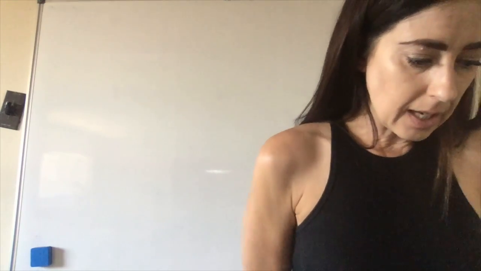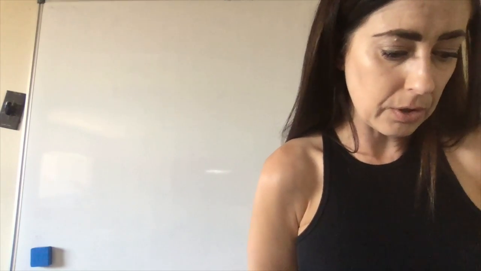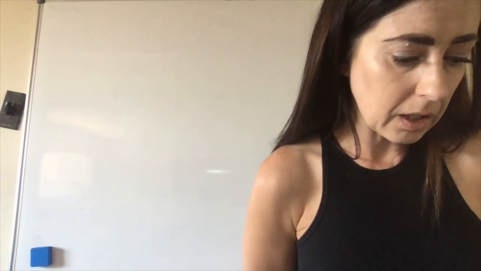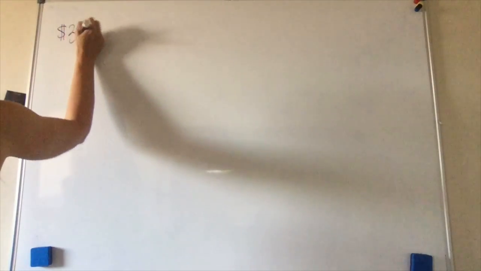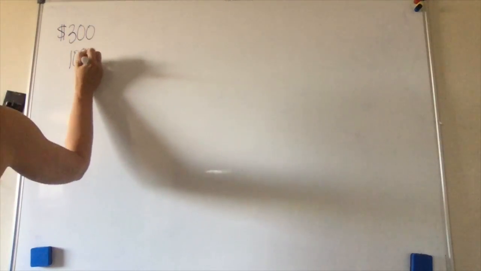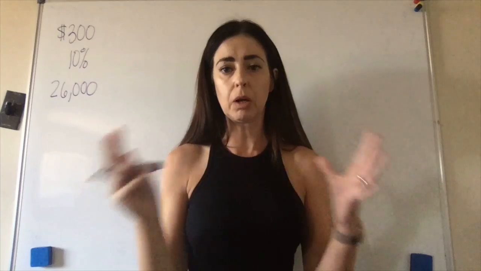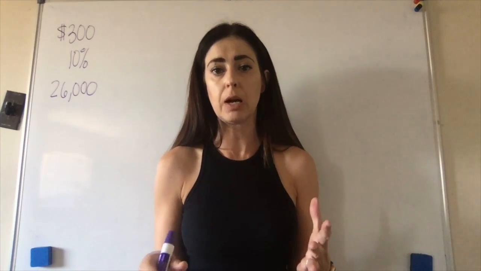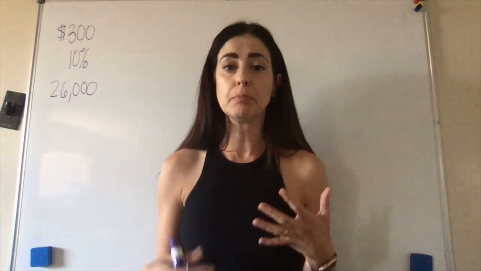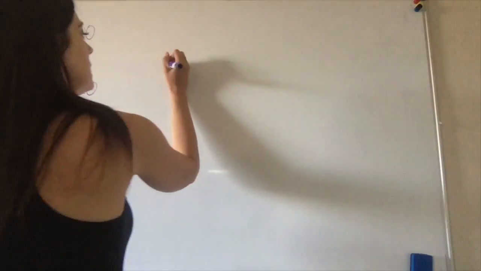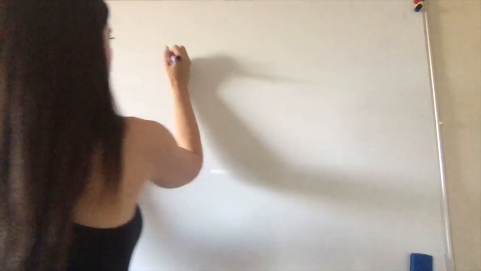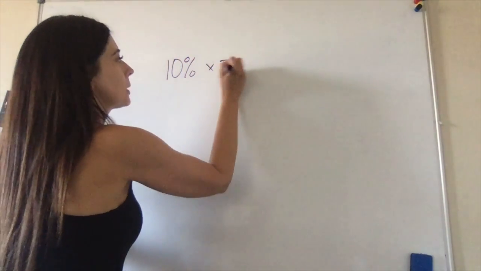It says a sales representative was paid a base salary of $300 per month. He also was paid a commission of 10% on anything that he sold. He sold $26,000 worth of merchandise in 1 month. What was his paycheck? So, base salary of $300, 10% commission, sales of $26,000. These are my notes. Before we can find out what he made in a full month, we need to figure out the commission. So what is 10% of $26,000?